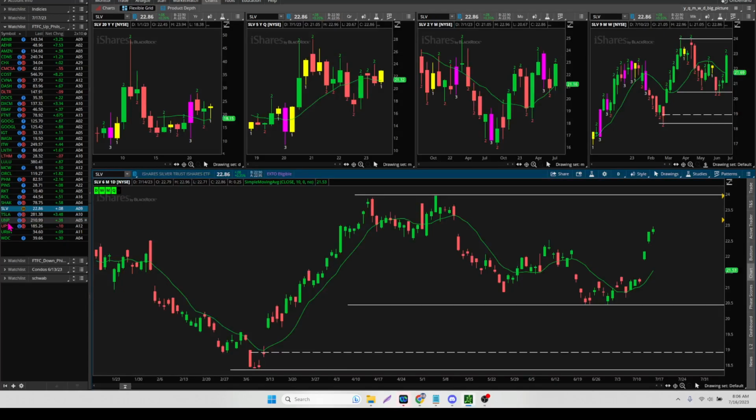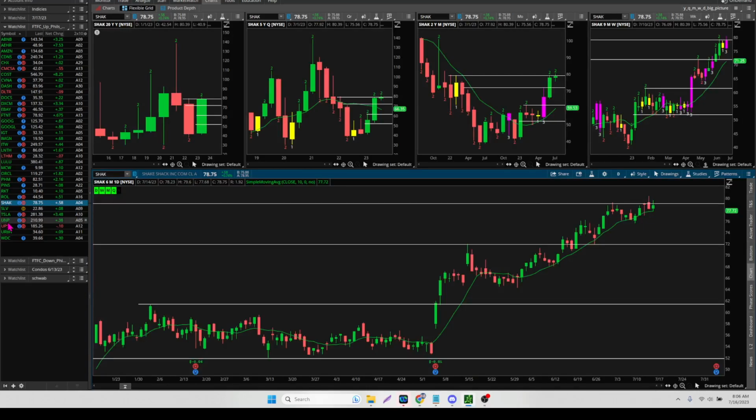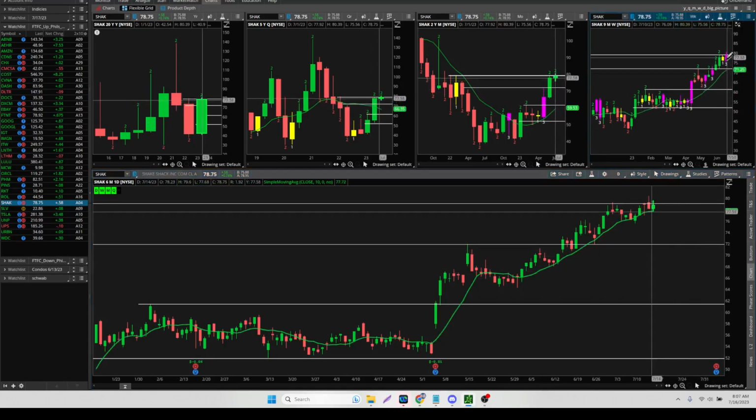Silver is just running wild right now. Shake Shack setting up a 2-2 reversal. Shake Shack here. Look at this. Okay, so for the year, we have two up for the year. We've got a 2-2-2 continuation for the quarter. We had a 3-2 breakout at 72.11 for the month. And now we're up in here at a 2-2 continuation. But we did put in a 3 for the week here.